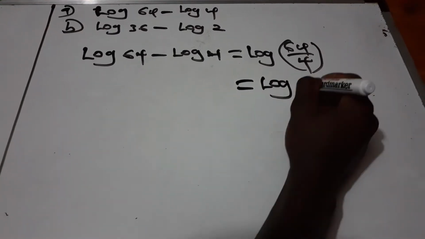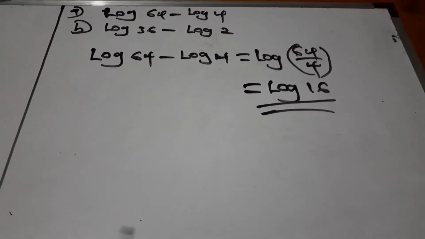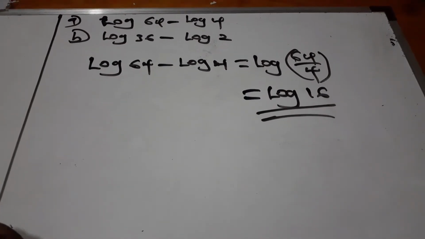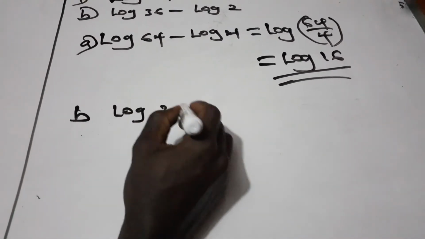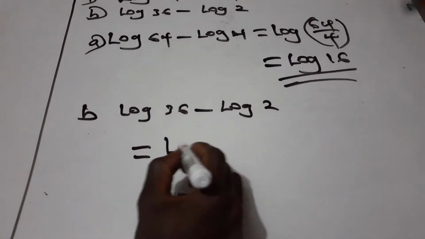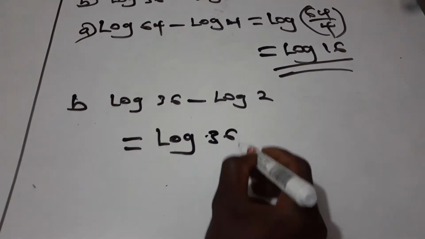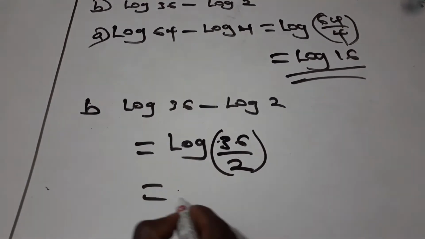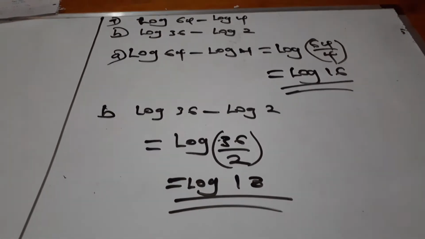This is the same as log 16. Are you together? Because 64 divided by 4 is 16. We're going to move back to our b. This was our a. Our b is log 36 subtracted by log 2. What are we getting? You're going to get log of 36 divided by 2, so this is log 18. So there we have it, our second rule of logarithm.